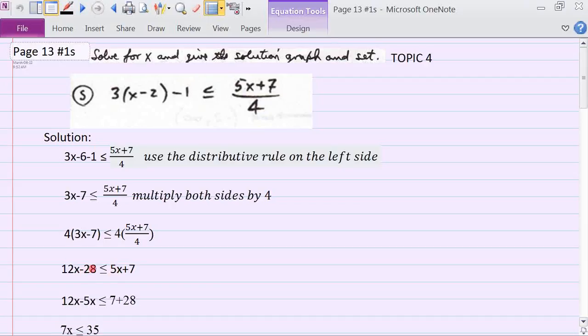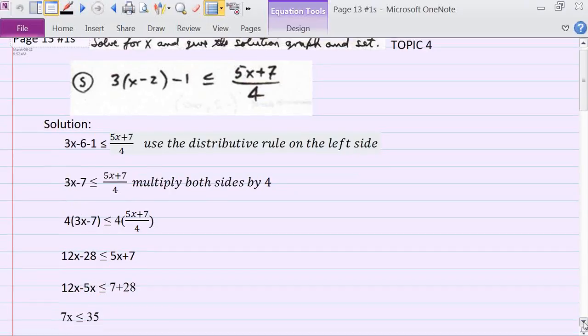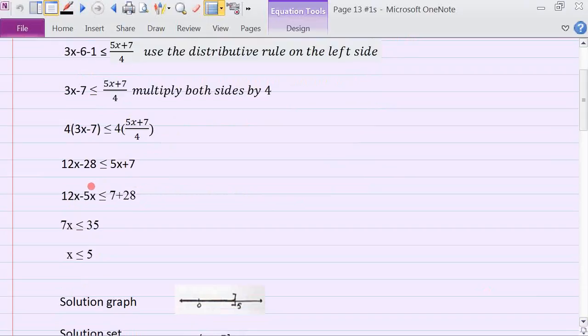So we transpose the minus 28 from the left to the right, make it plus 28, and transpose the 5x, which is on the right side here, to the left side and make it minus 5x. So we're just changing the side of this. So now we just have the variable on the left and the number on the right. 12x minus 5x is less than or equal to 7 plus 28.